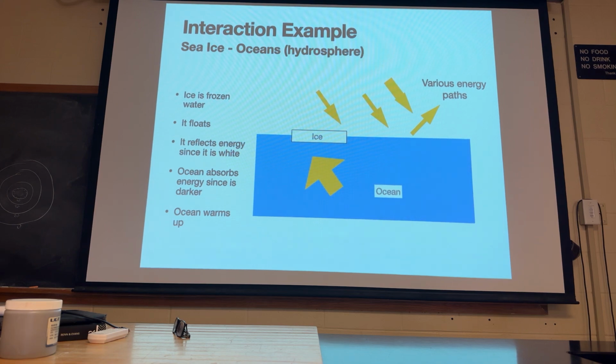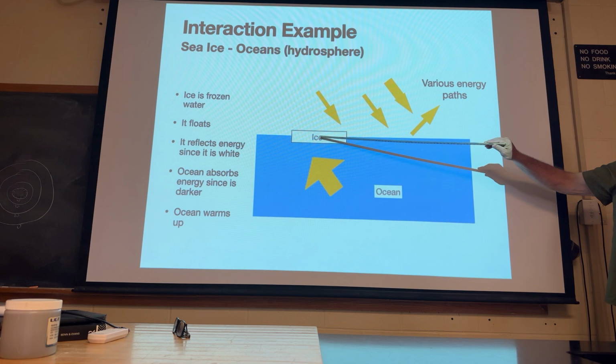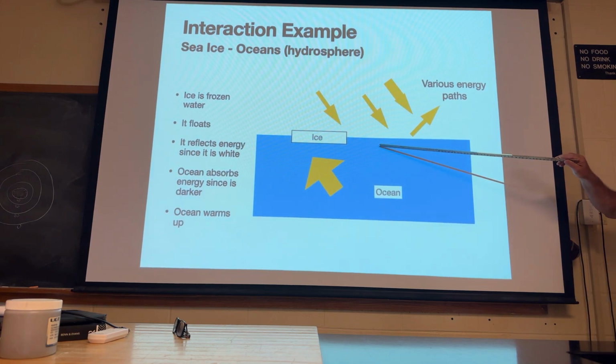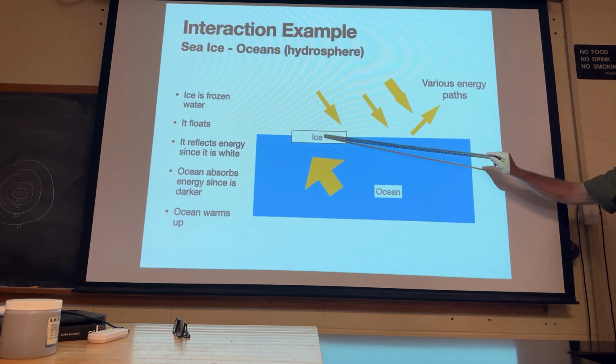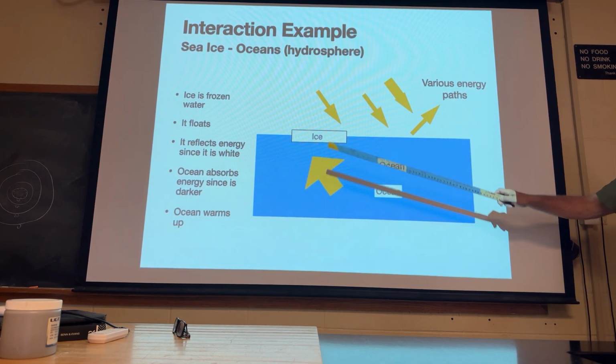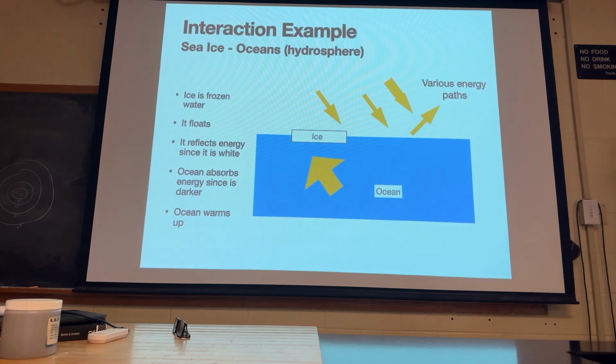If you stand on a dark surface that is absorbing energy, then you feel hot. If you stand on a light-colored surface, you feel a little cooler. But the ice basically will bounce things off more than the ocean will. So there's two sunbeams coming in, one hits the ocean, one hits the ice. The ice will throw it off, the ocean will suck up some portion of it. And that's because it's darker.